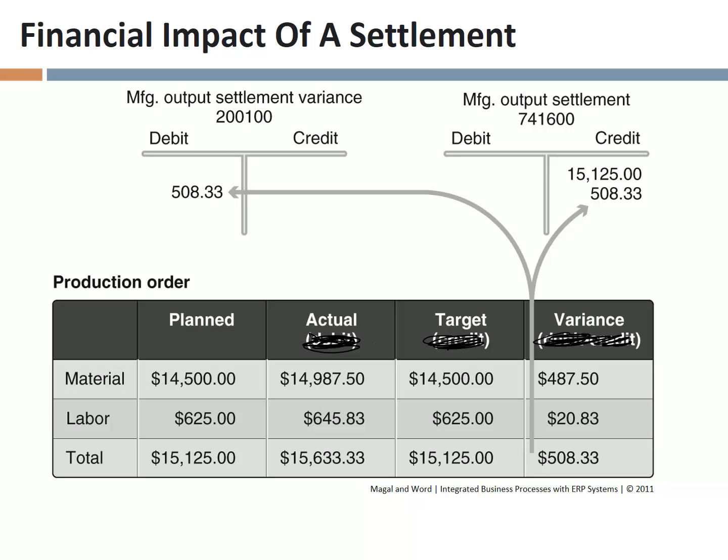Now notice, based on what's shown here, manufacturing output settlement now has the actual value in it. But what we did is we split the debit essentially, where the bulk of the debit, the $15,125, was a debit to an asset account, but the discrepancy amount, the variance here of $508, is going to be settled to this manufacturing output settlement variance. This, therefore, is going to give us an account in our general ledger that's going to let us track whether our factory is underperforming or overperforming, and by how much.